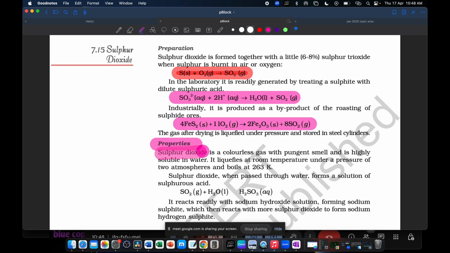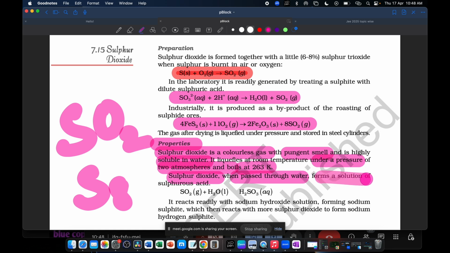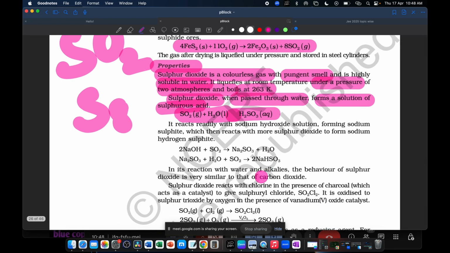Properties: sulfur dioxide is a colorless gas, pungent smell containing gas है, highly soluble in water. Sulfur dioxide is soluble in water whereas sulfur is insoluble in water. This thing you should know. And it liquefies at room temperature under pressure of 2 atmospheres and boils at 263 Kelvin. Sulfur dioxide when passed through water forms a solution of sulfurous acid. Sulfurous acid is formed. This simple reaction ఇక్కడ arrow గుర్తు మిస్ అయింది, రైట్.